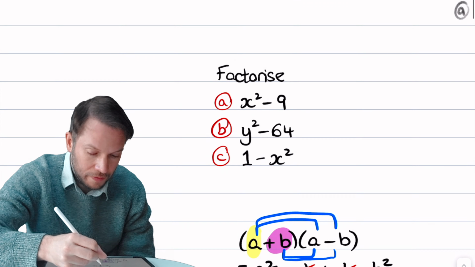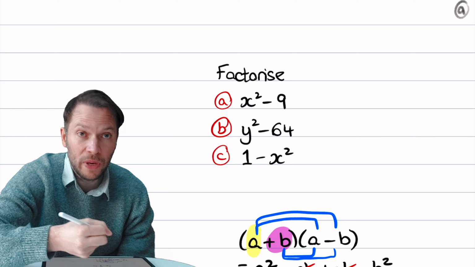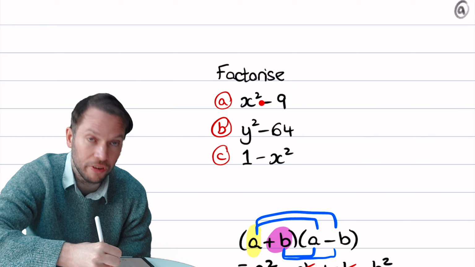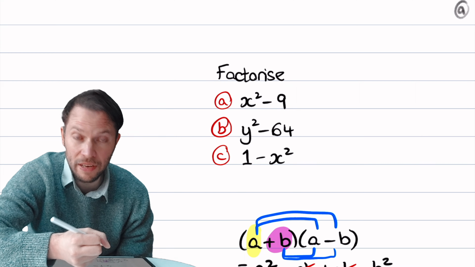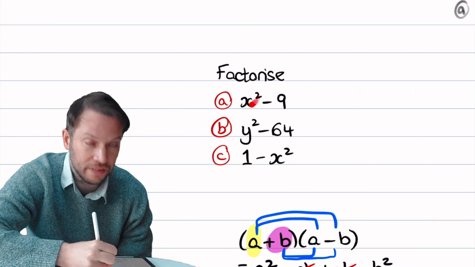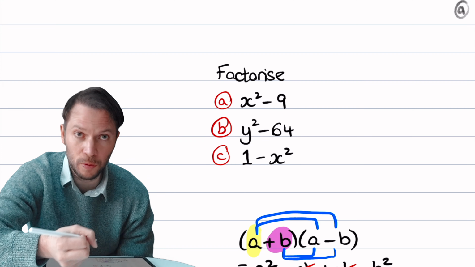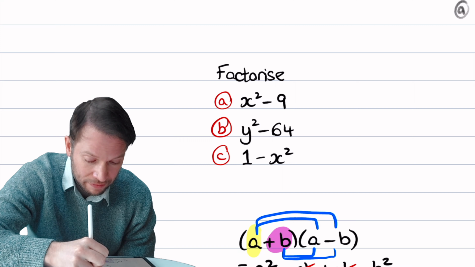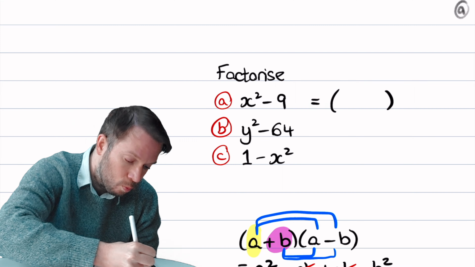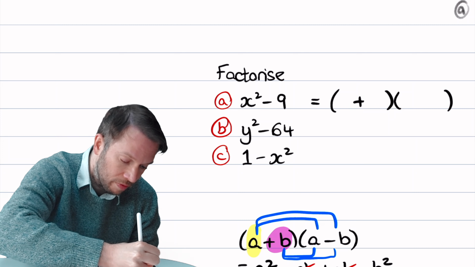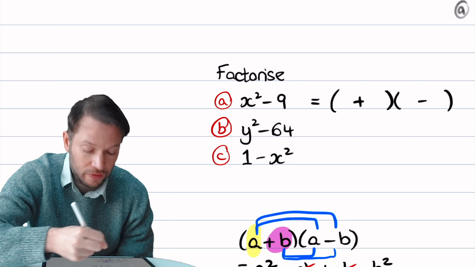So firstly, we've got x squared minus 9. We can see it's a difference of two squares because it's a difference, it's a subtraction. And both the x squared and 9 are both squared things because x squared is x squared and 9 is a square number. It's 3 squared. So they're both squared things. So we have a difference of two squares. So remember, we have two brackets, one with a plus in the middle, one with a minus in the middle.